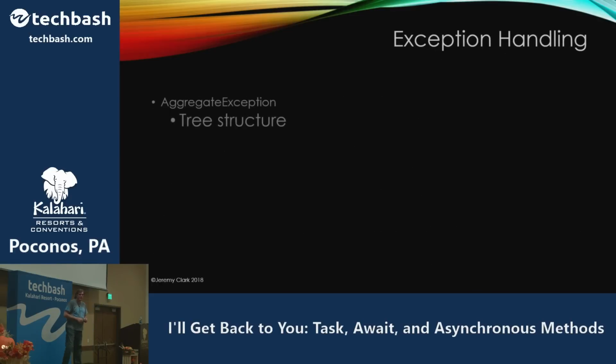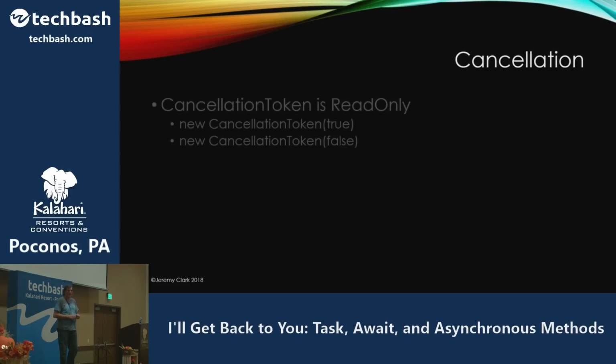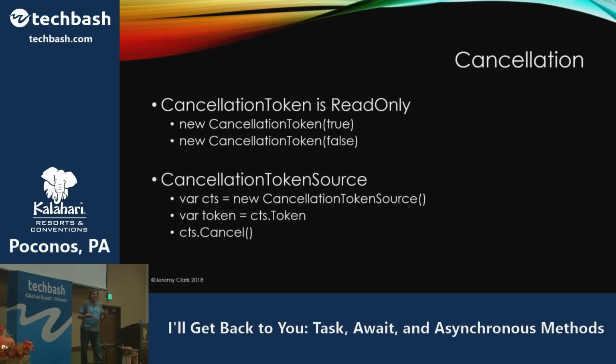When we're talking about exception handling, again, aggregate exception that comes back from task is a tree structure. There's the magical flatten method on that, which will turn it into a single level that you can send to your logging system. Again, please do not iterate through them and show them to your users, but it is available to you. And then when we're talking about cancellation, if we were to create a cancellation token ourselves, it's read-only. We can create a true or false, but we can't change it later. What we actually want is a cancellation token source. It has both the token property we can pass along, as well as the cancel method.